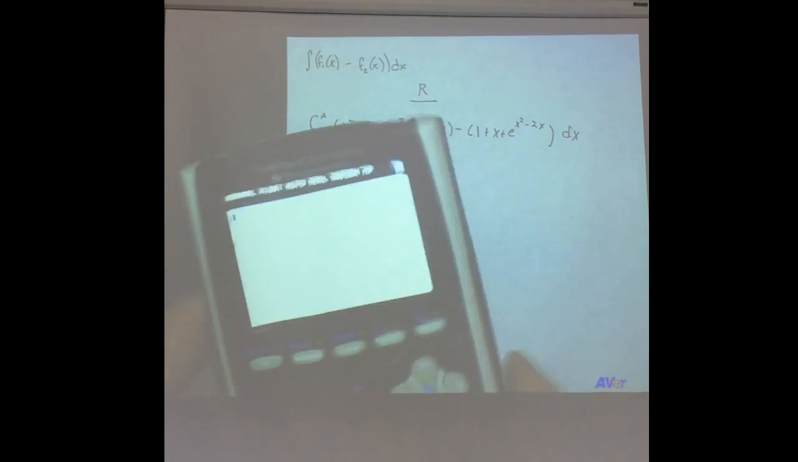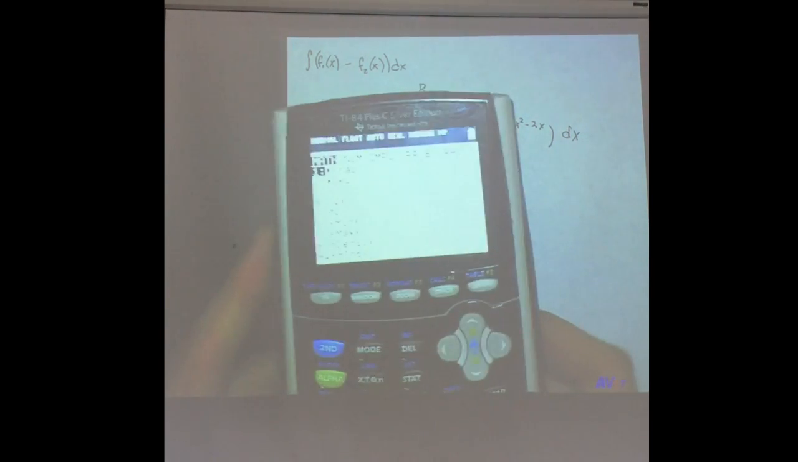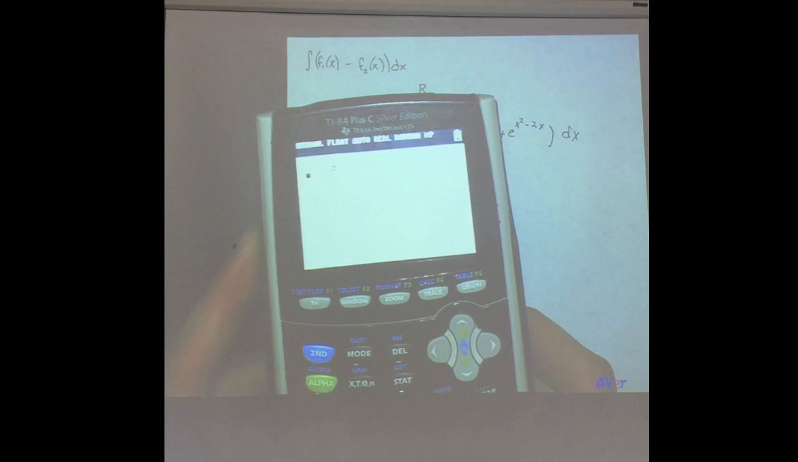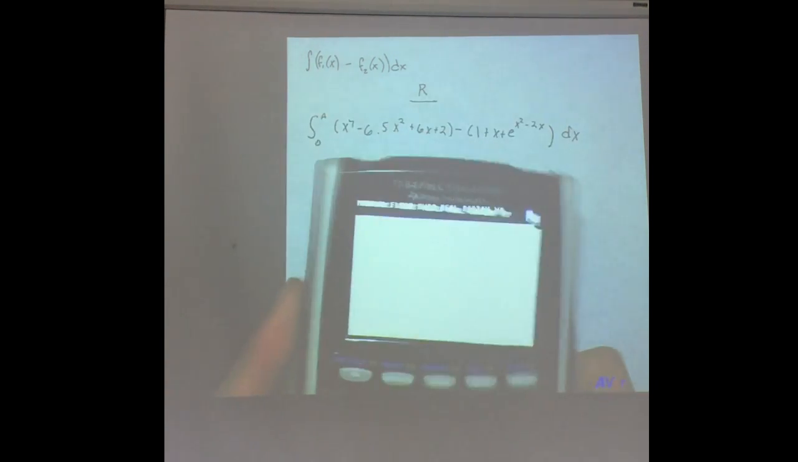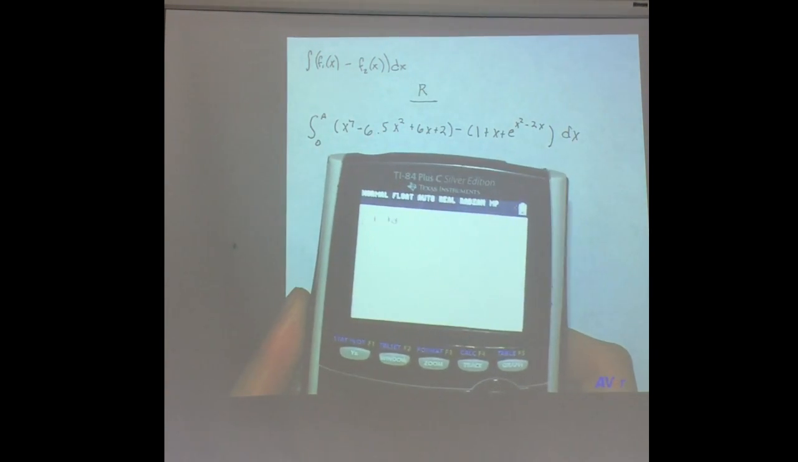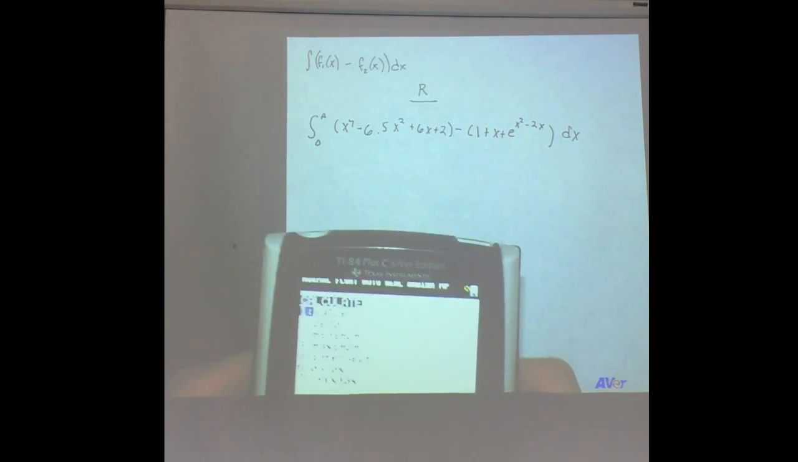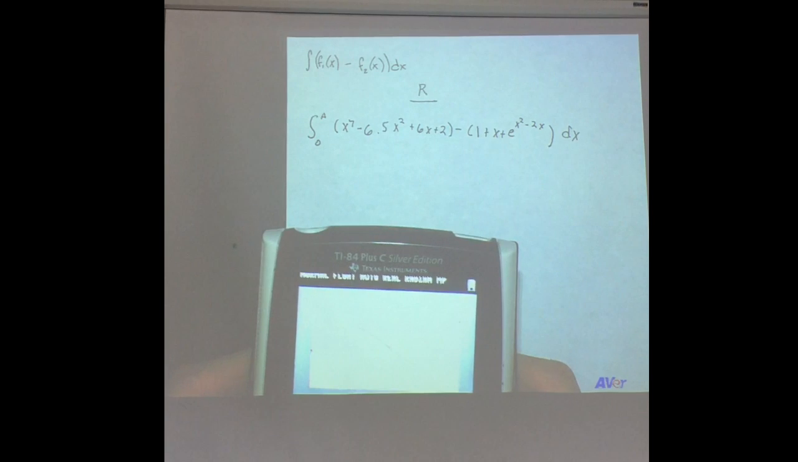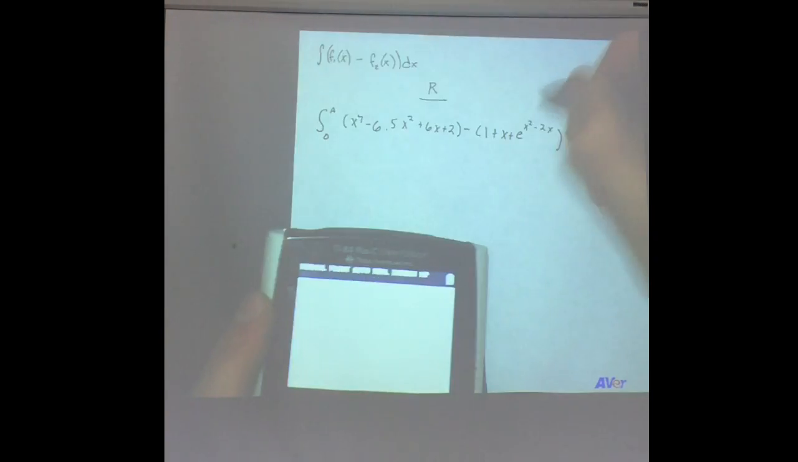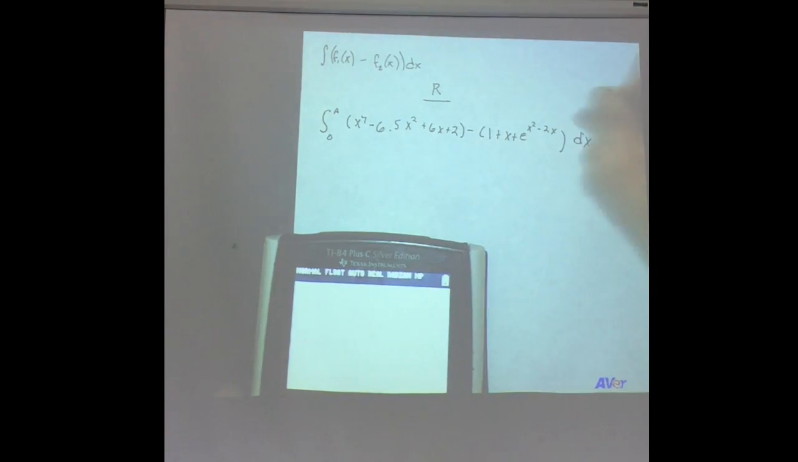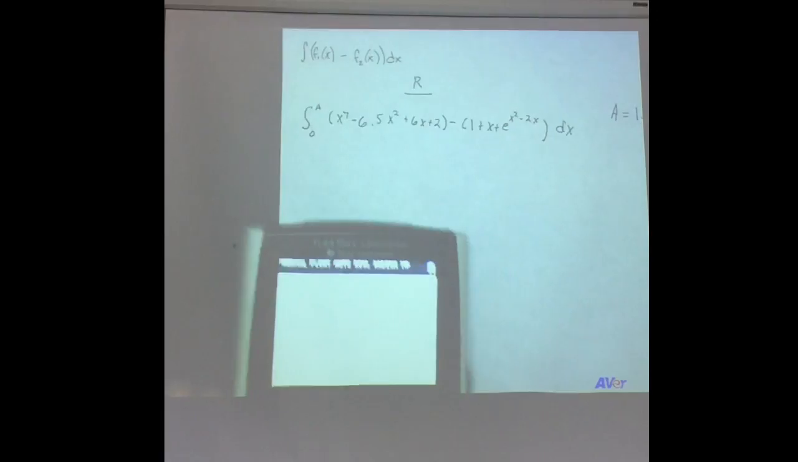So we would go to math, number 9. Again, it's hard to see. So we have our point here, 0 to A. What was our point for A? 1.032. So I probably should have written that down. So A equals 1.032. All right. So back to this.